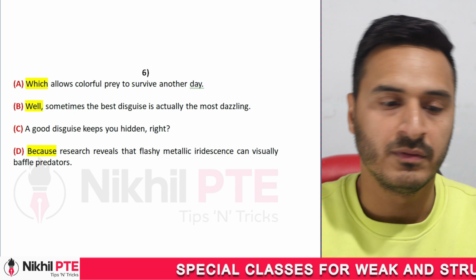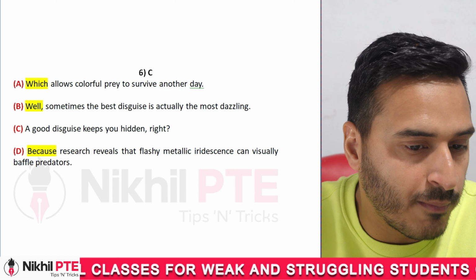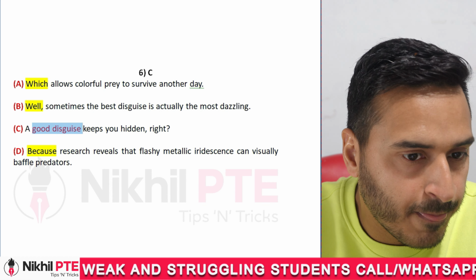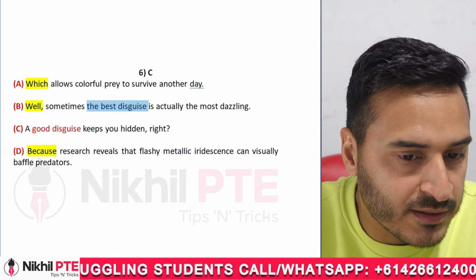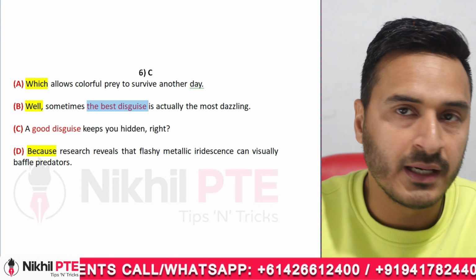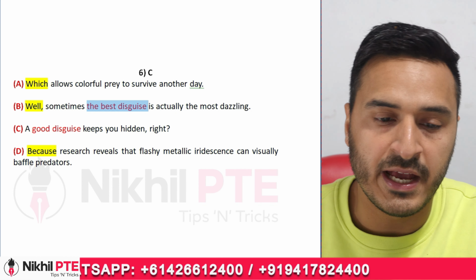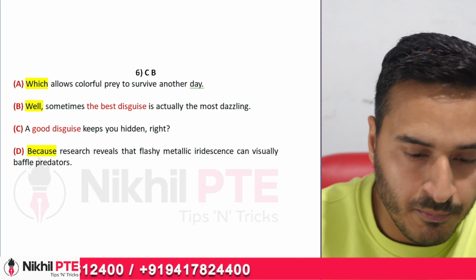So now what will come after C? A good disguise keeps you hidden, right? Which allows colorful prey to survive another day. Well, sometimes the best disguise. See, here we are talking about a good disguise, here we are talking about the best disguise. There is a connection between C and B. So after C, B will come.